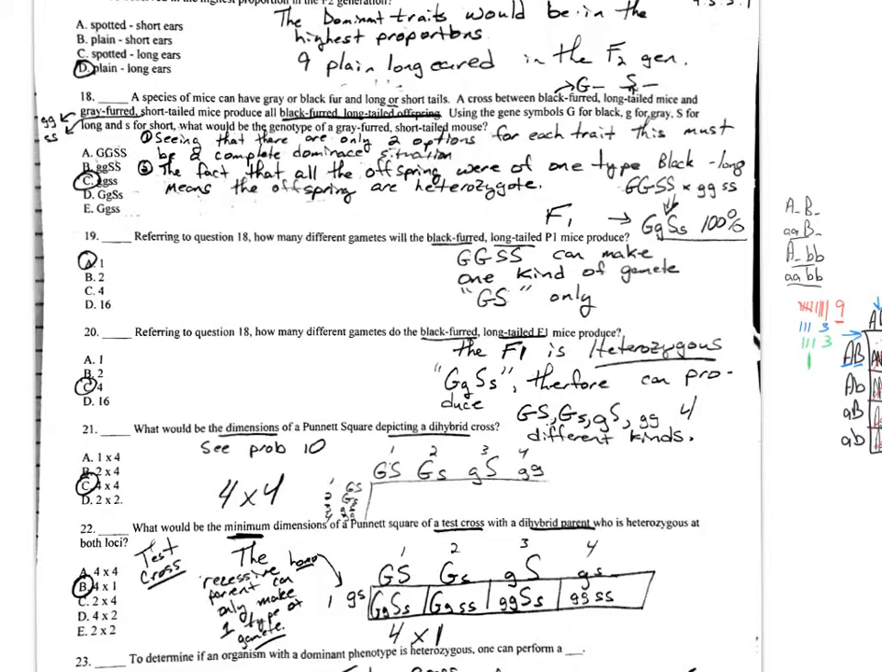Now, let's take a look at this. A species of mice can have gray or black fur and long or short tails. So gray or black, long or short. So that means that these are 2 alleles, right? Do we understand that? The cross between a black-furred, long-tailed mouse and a gray-furred, short-tailed mouse produced black-furred, long-tailed offspring. What does that tell you?